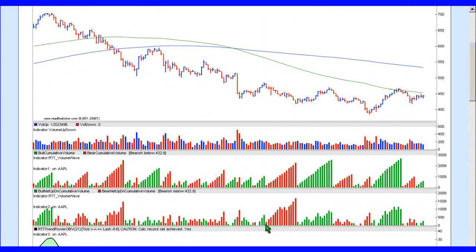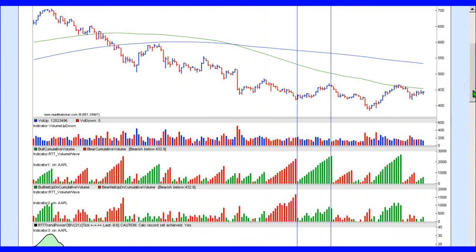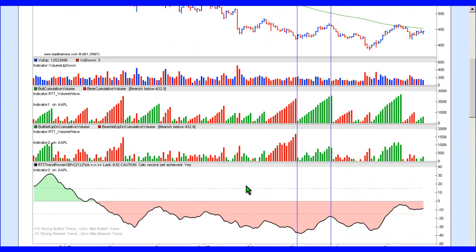Below here we have the summation of the same volume pattern, but in this particular case we add the blue bars and subtract the red, so it's net volume accumulation. And this indicator down here is our RTT trend power OBV.